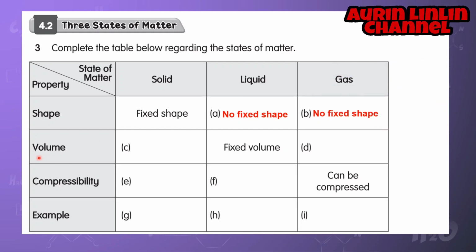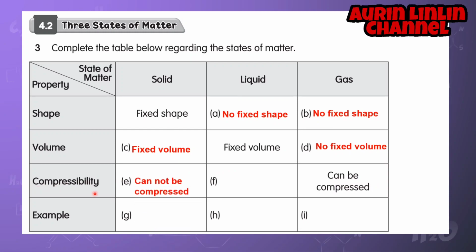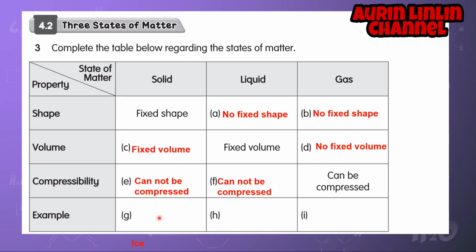And now the volume. Solid has fixed volume, liquid has fixed volume too, and gas has no fixed volume. Compressibility. Solid cannot be compressed, liquid cannot be compressed too, and gas can be compressed. And now the example of solid is ice, example of liquid is water, and example of gas is steam.